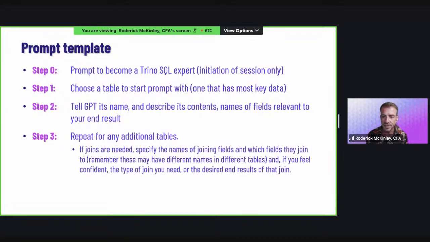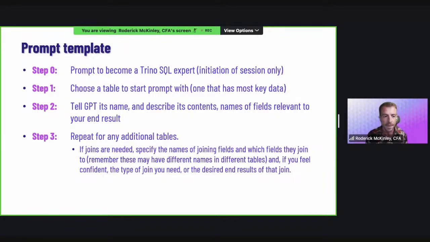If joins are needed, specify the names of the joining fields and which fields they join to in the other tables, because remember, they may have different names in the different tables. And if you feel confident, specify the technical type of join you need: inner, outer, left, right, or else in human language, just the desired results of that join. All the mutually matching results from two tables is the human way of talking about an inner join, right?